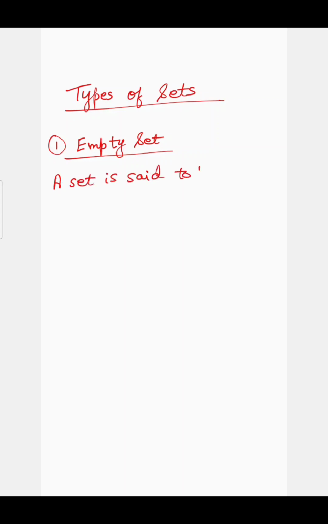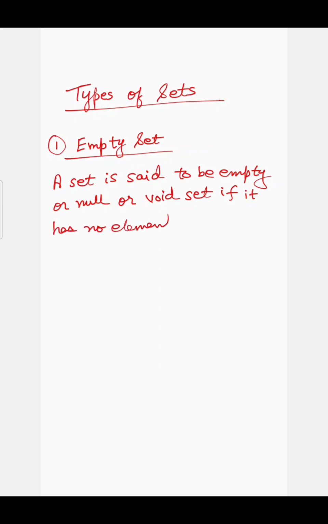A set is said to be empty or null. Null set भी कहते हैं, और void भी कहते हैं. Void set. If it has no element, and it is denoted by phi.